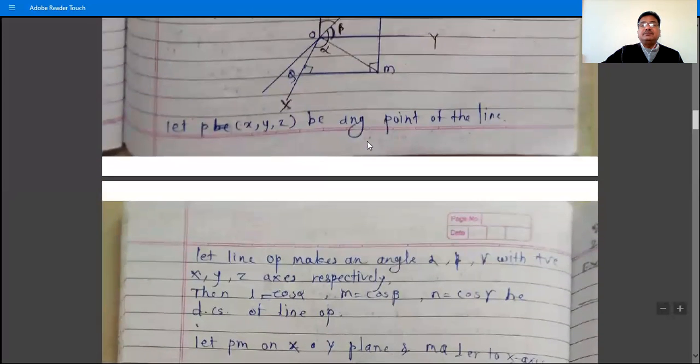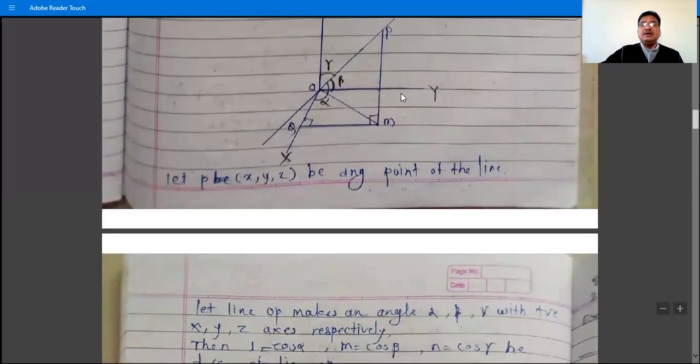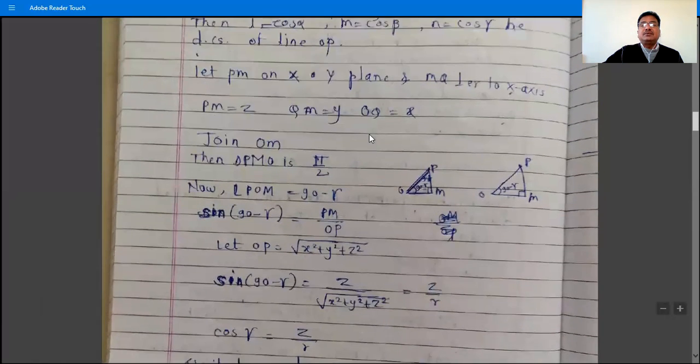Join OM. This OM is in the XOY plane. Therefore, PM is perpendicular to OM, because PM is perpendicular to the XOY plane, which means PM is perpendicular to every line lying in the XOY plane, and the line OM lies in the XOY plane. Okay, so write that.